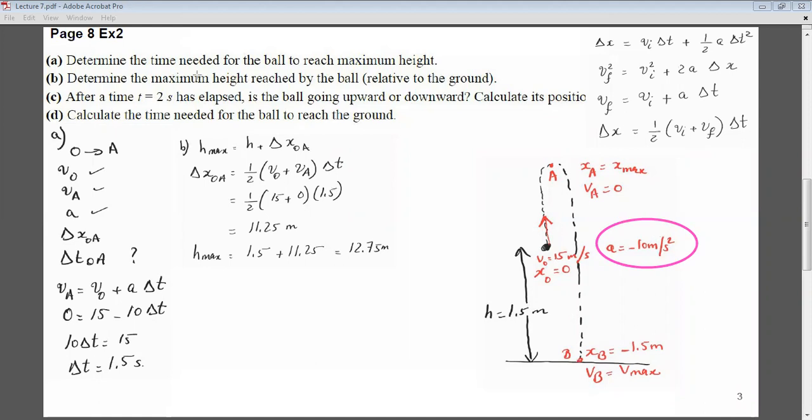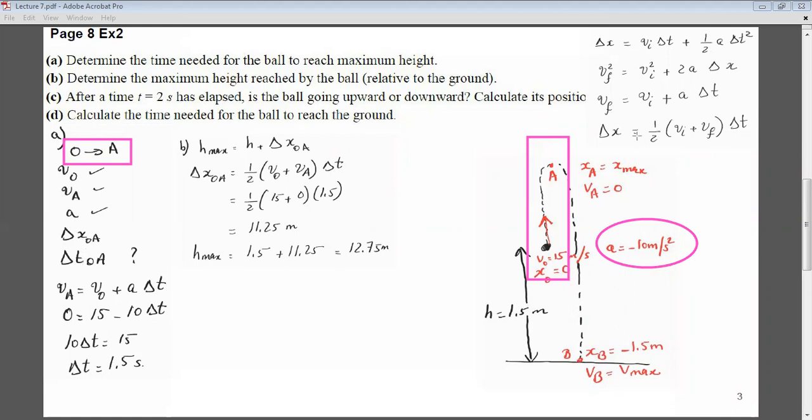Now let's start. Determine the time needed for the ball to reach the maximum height. So we are going from O to A. What do I know from O to A? Do I know VO, VA, acceleration, delta X OA, delta T OA? I know VO, it's 15. I know VA, it's 0. I know acceleration, minus 10. I don't know the X of A. And the unknown is delta T OA.